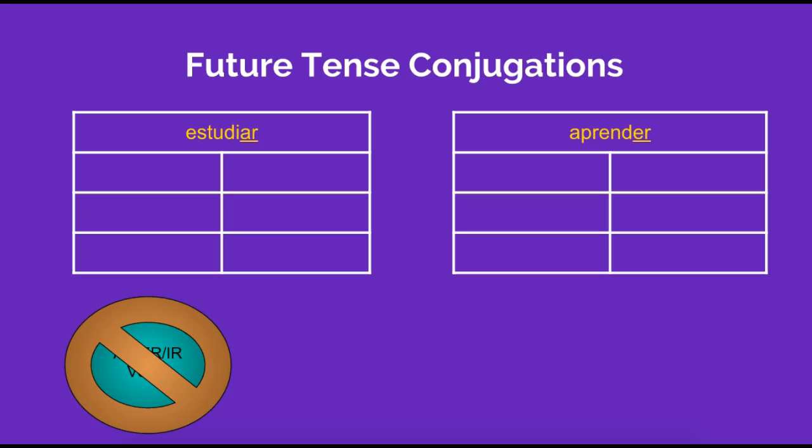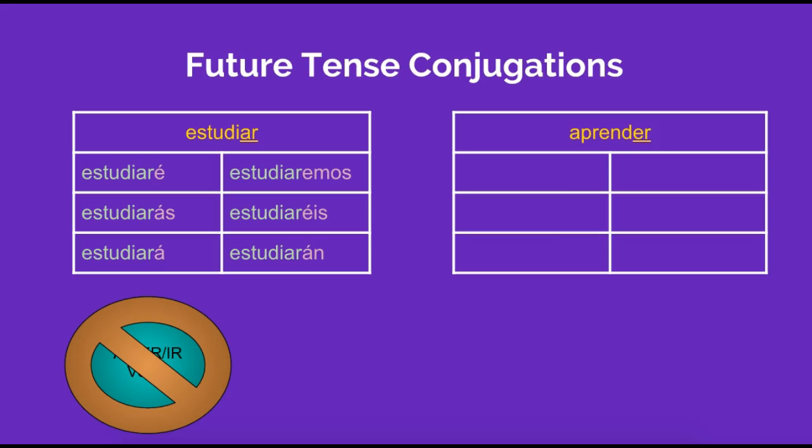So using the AR verb estudiar as an example, I'm going to show you the endings for the future tense. In the yo form, you simply add an accented é, as in estudiaré, for I will study. The tú form, you add an accented á with an s, estudiarás, for you will study. In the él, ella, or usted form, the ending is an accented á, as in estudiará. In the nosotros form, the ending you add is emos, as in estudiaremos, we will study. The vosotros ending is éis, as in estudiaréis, y'all will study. And the ellos, ellas, ustedes ending is an accented án, as in estudiarán, they will study, or you guys will study.